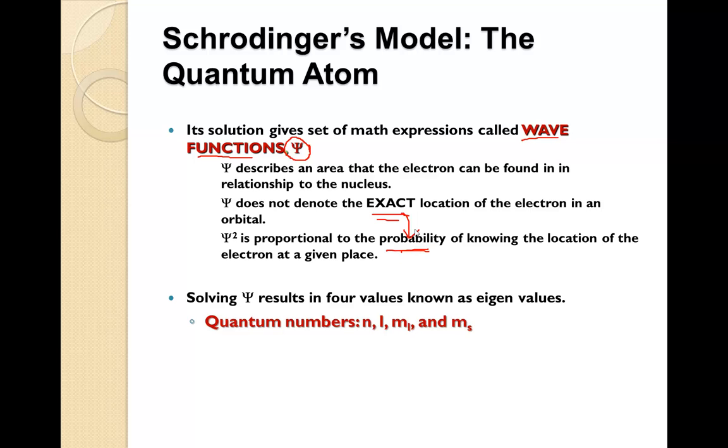Solving psi results in values called the eigenvalues. These are the quantum numbers, and you'll find a tutorial later on that explains how to solve for each of these. N is the energy level. That's how far away it is. L is the shape, dependent on the probability of finding the electron. M sub L is the orbital amongst the shape. And M sub S is what we're going to be discussing in the next tutorial when we discuss all of them at once. I don't want to overwhelm you.